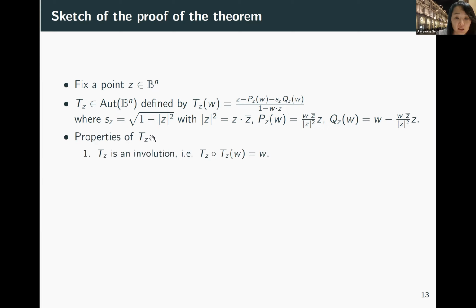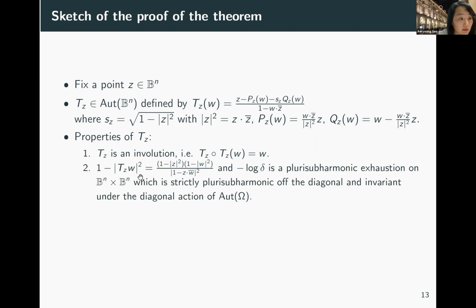Here are some nice properties of this automorphism. The first one is that this T_z is an involution. So if we compose T_z with itself, then it is the identity. And if we put this T_z(w) in the defining function of the unit ball, then we can get the delta function. And minus log delta is a plurisubharmonic function on B^n times B^n, which is strictly plurisubharmonic off the diagonal and invariant under the diagonal action.